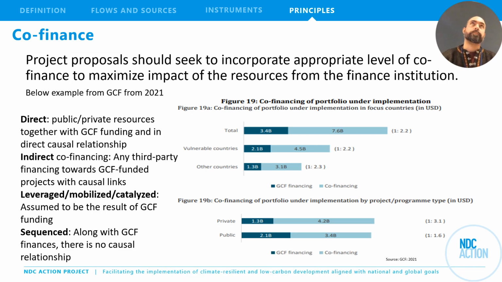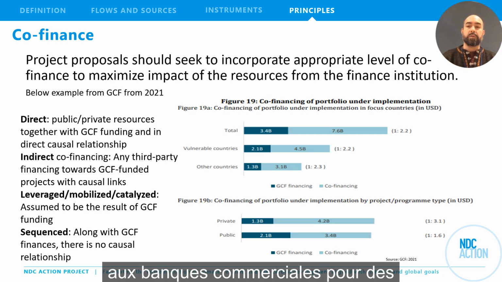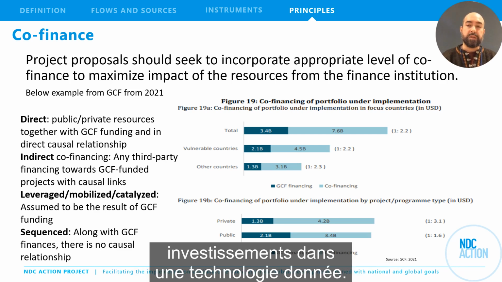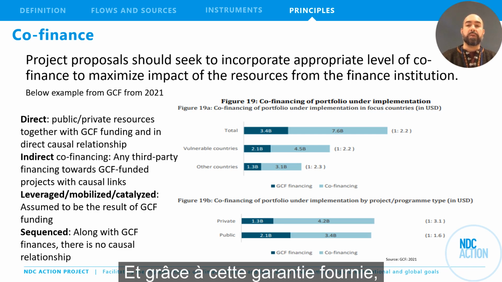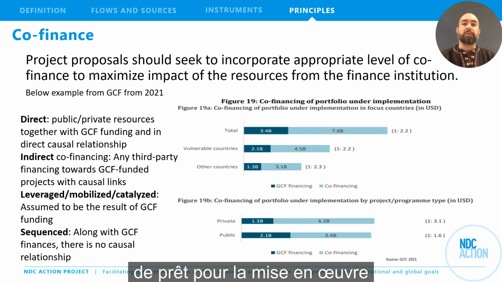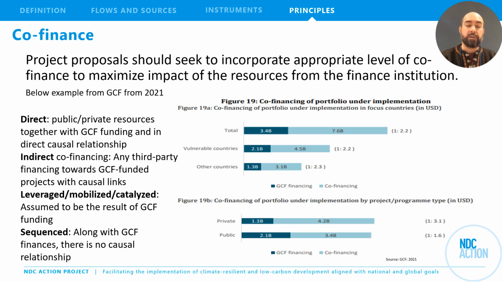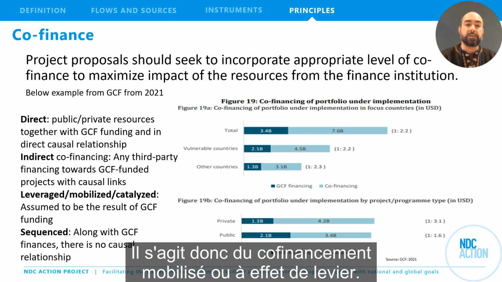So, or it can be a guarantee that is provided to commercial banks for investments in a given technology. And because of that guarantee provided, let's say $1 million, the banks have provided $10 million of loan available for implementing a certain project or a certain technology. So those would be the mobilized or leveraged co-finance.